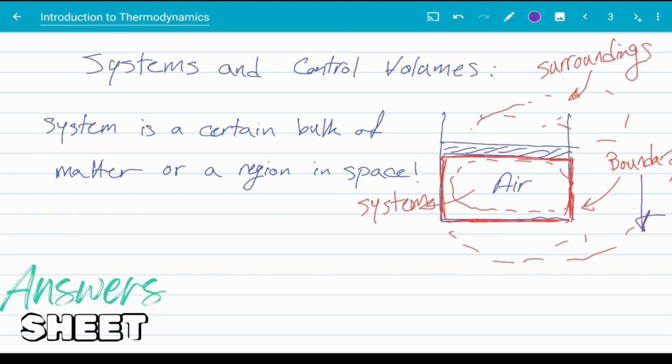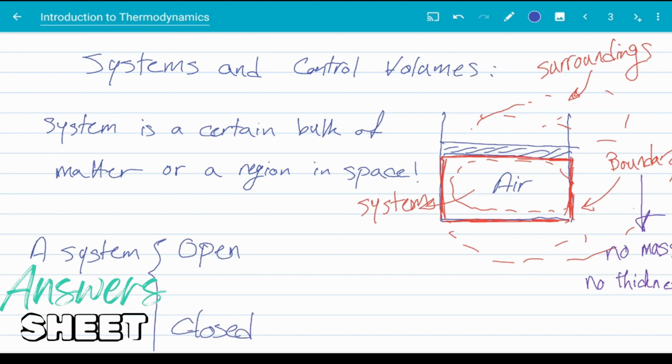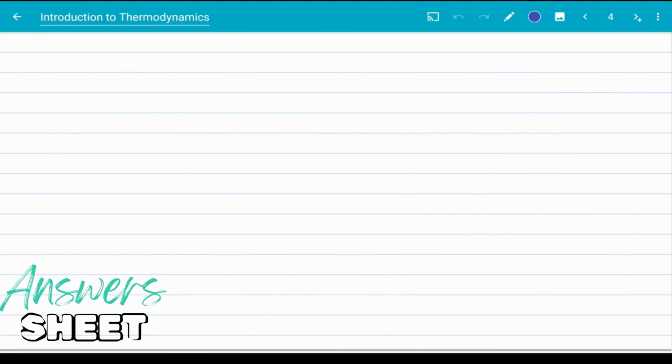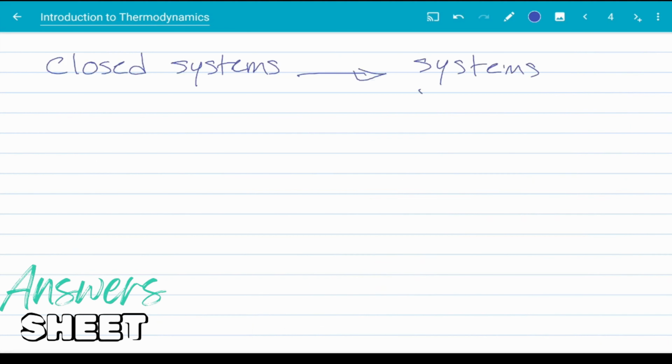A point you need to remember is that boundaries, for the sake of our thermodynamic analysis, have no mass and no thickness. This means they can't store energy. Systems can be grouped into two general categories: open systems and closed systems. A closed system has fixed amount of mass, whereas mass can flow in and out of an open system. A closed system is just called system for simplicity.